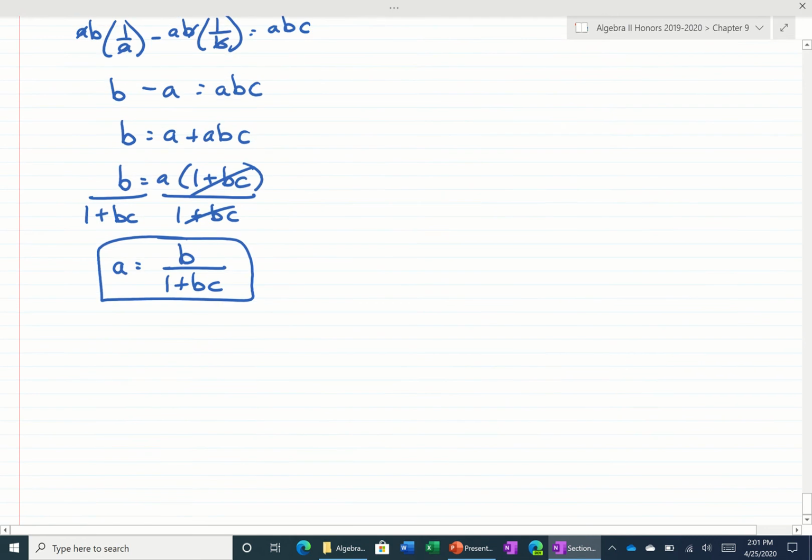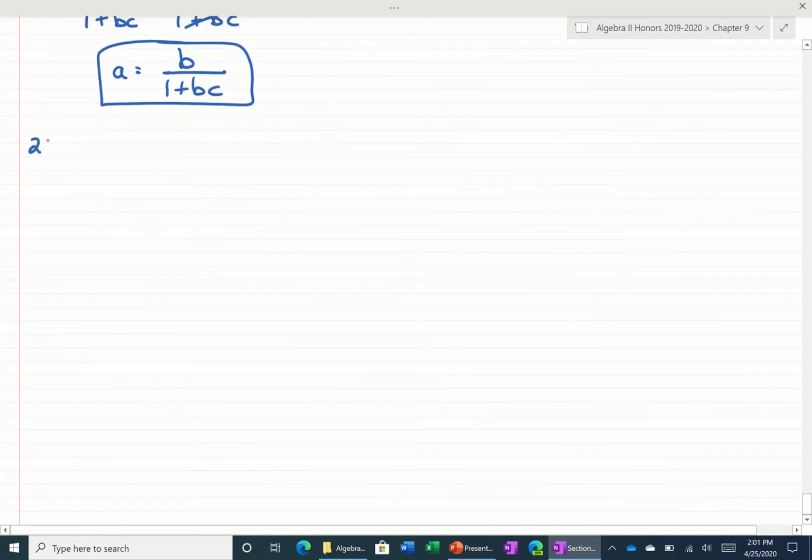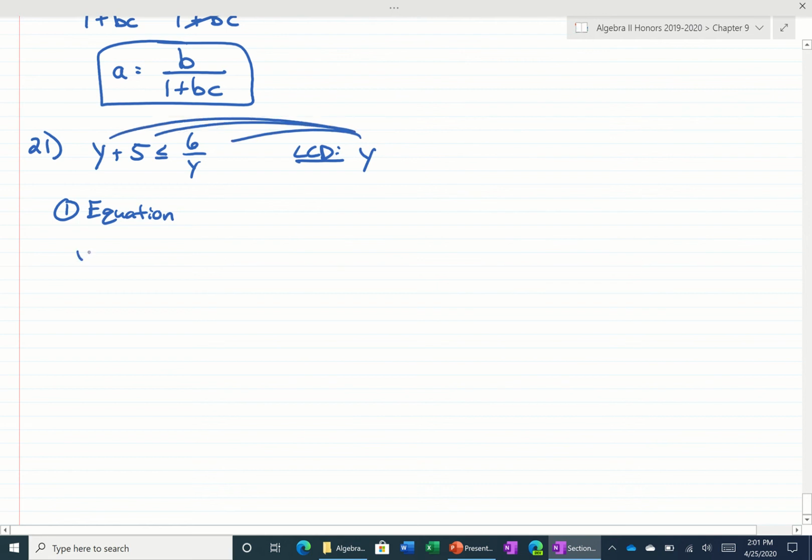All right, a couple more examples here. For number 21, we have y plus 5 is less than or equal to 6 over y. So for my first step, I want to solve it like an equation. And the way we could solve this equation is get a least common denominator, which would be y. If we multiply everything by y, y squared plus 5y is equal to 6.